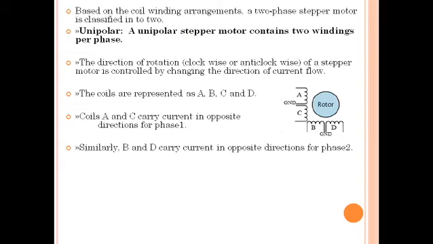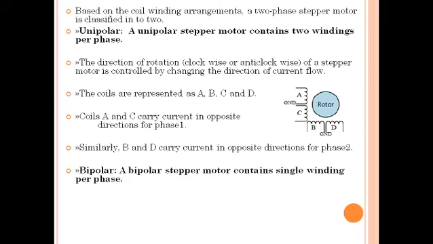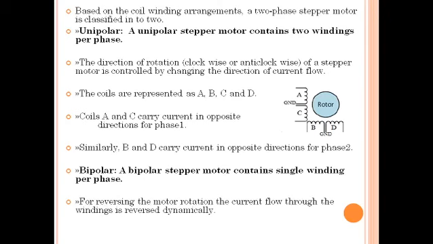Now coming to the bipolar. A bipolar stepper motor contains a single winding per phase. For reversing the motor rotation, the current flow through the windings is reversed dynamically, and it requires a complex circuit for current flow in reversal order here.